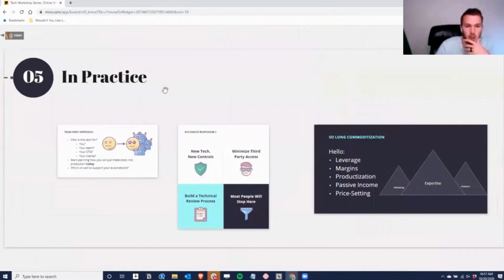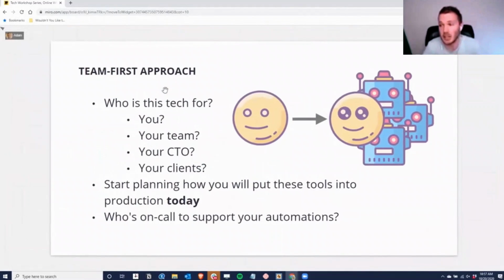So last section, we're going to cruise through this. What does this look like in practice? Who is this tech for? Is this tech for you? Is it for your team? Is it for your CTO? Is it for your clients?